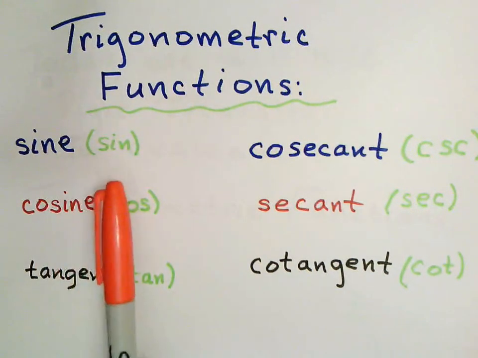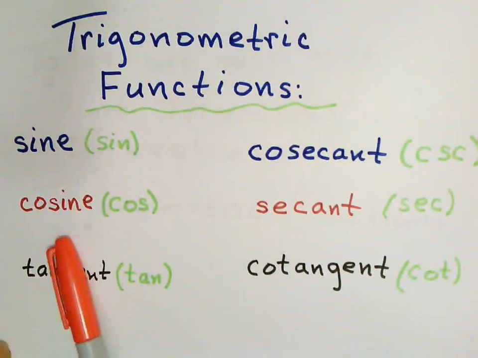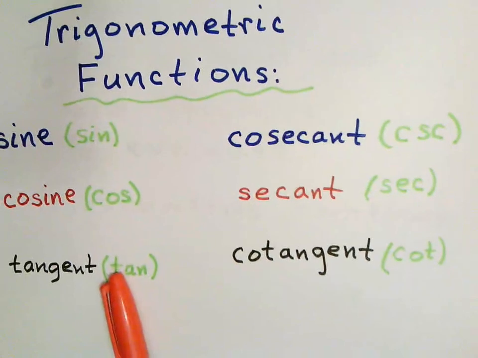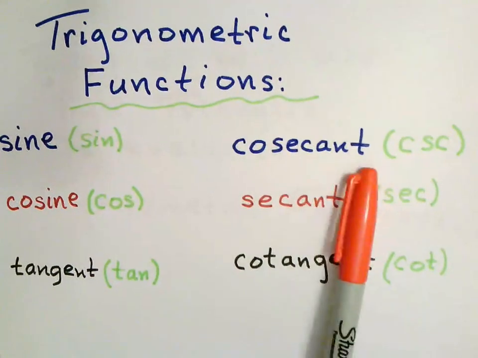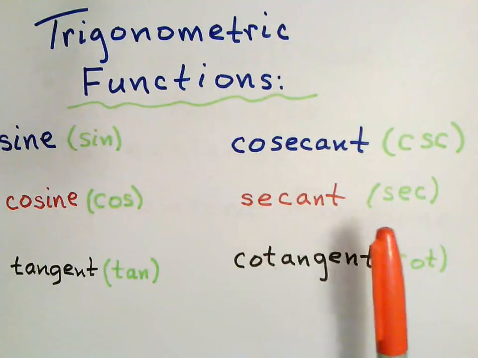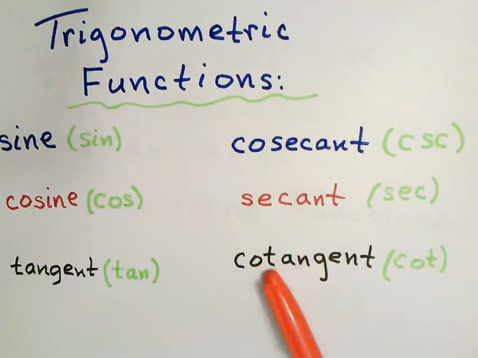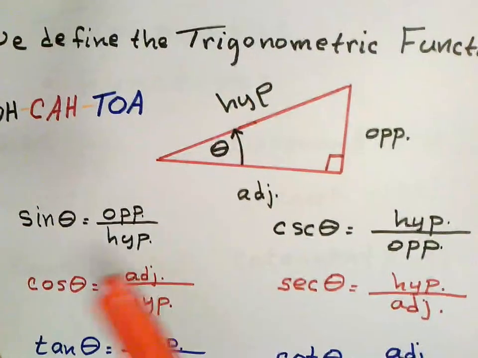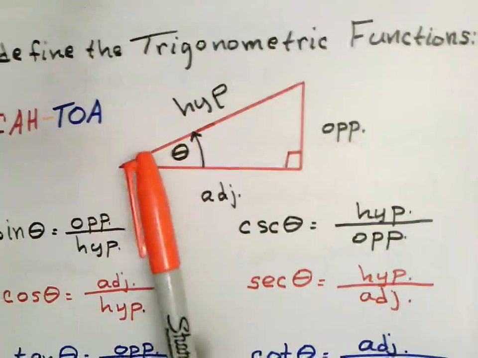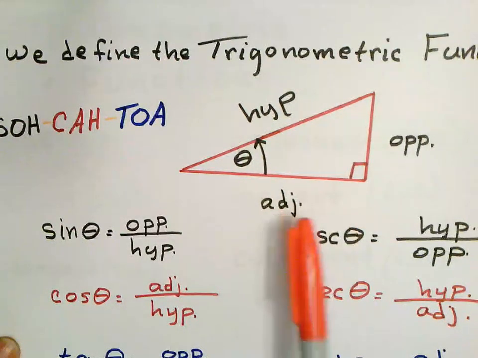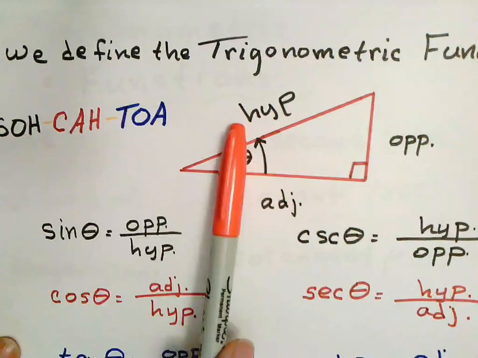Sine, the abbreviation SIN, cosine, abbreviation COS, tangent, abbreviation TAN, cosecant, abbreviation CSC, secant, abbreviation SEC, and cotangent, abbreviation COT. We are now going to define the trigonometric functions in terms of adjacent, opposite, and hypotenuse.